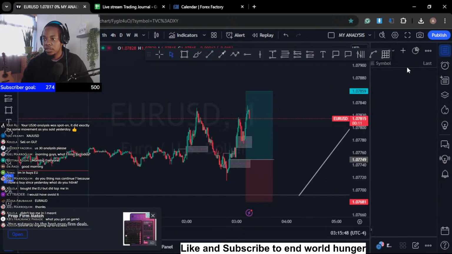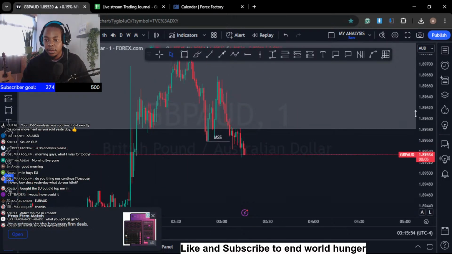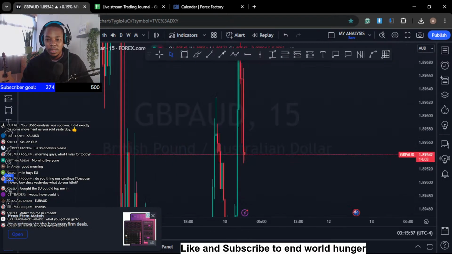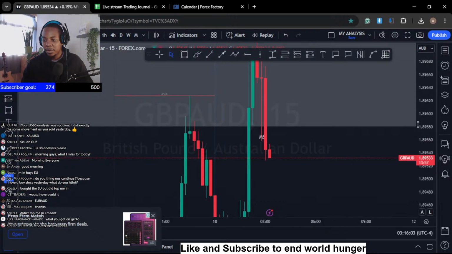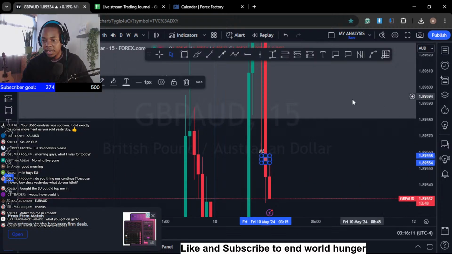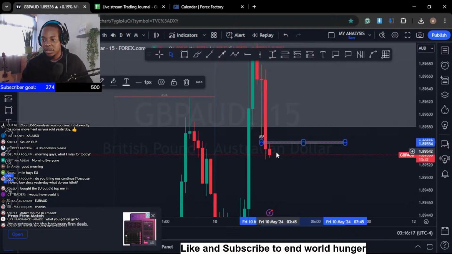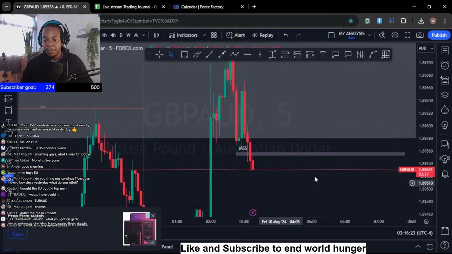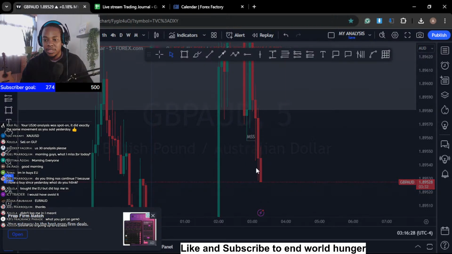GBPAUD. Let's focus on GBPAUD. It's not really giving a cleaner market structure shift, but on the 15-minute, we have this tiny little fair value gap, right? Well, it's not yet confirmed because the candlestick just opened and it hasn't closed, so I can't really say it's a fair value gap as yet. So yeah, we're just gonna see how that plays out.